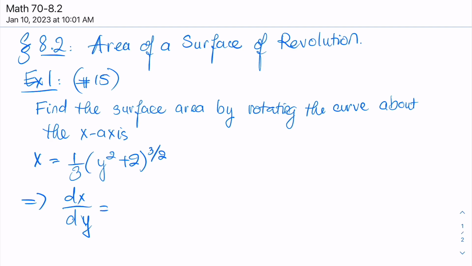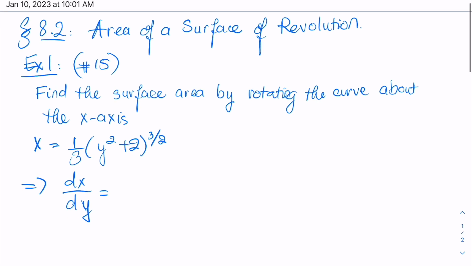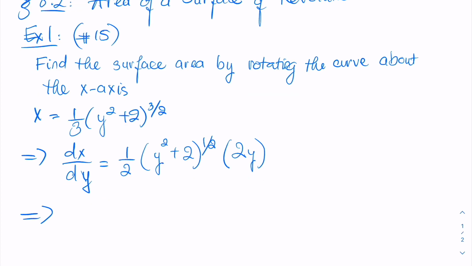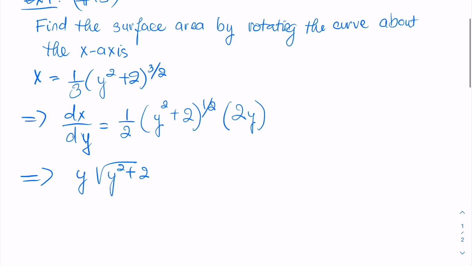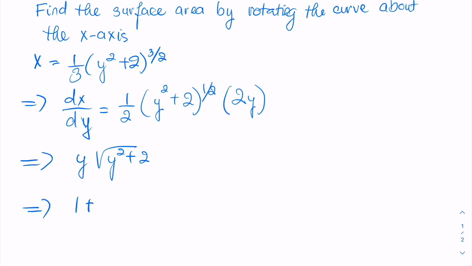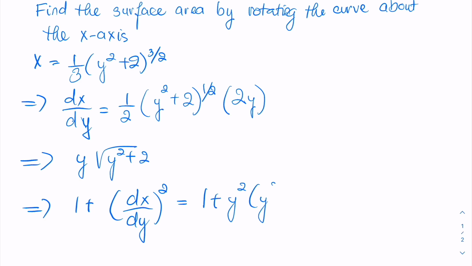So what I have, after taking the derivative, I ended up with 1/2 (y squared plus 2) to the 1/2 times 2y, which is y times the square root of y squared plus 2. Now, when you have 1 plus (dx over dy) squared, we ended up with 1 plus y squared times y squared plus 2.